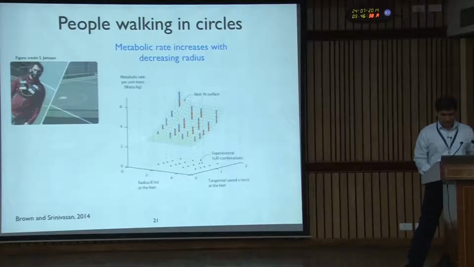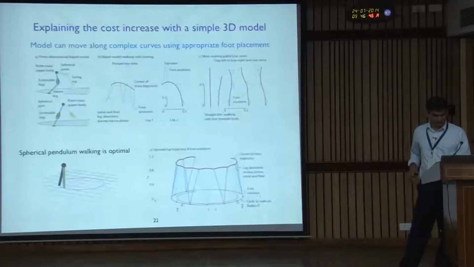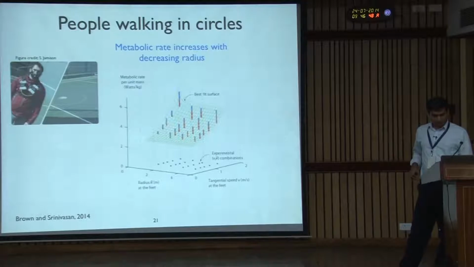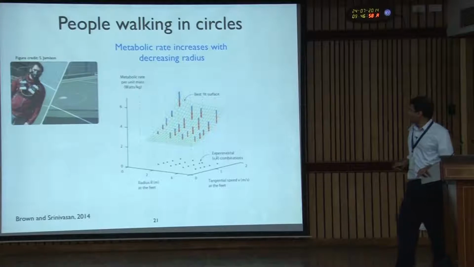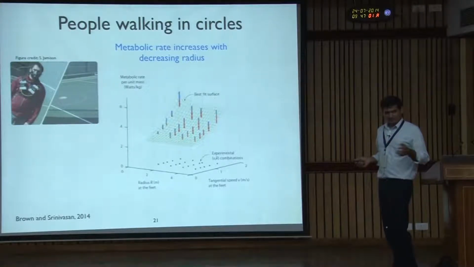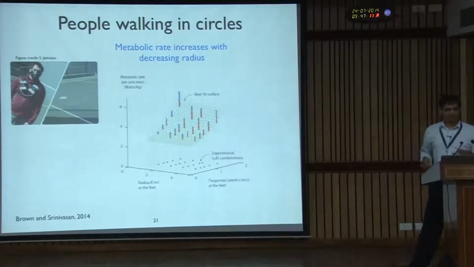So let me give you another example. We'll come back to this concept or idea of model complexity and how well we can do with simple versus complex models. The next little study I'm going to talk about is people walking not in a straight line. So I call that nonlinear locomotion. And what we did, just like in the sideways walking study, is made people walk in circles for 2 hours and measured the energy cost of people walking in circles of different radii and different speeds.